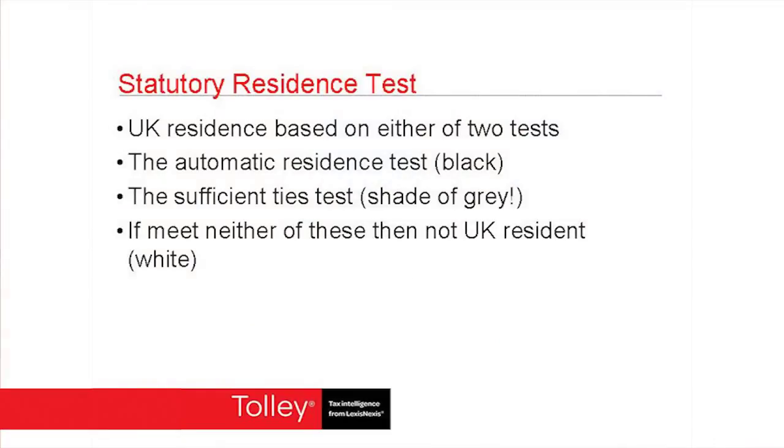what's known as sufficient ties to the UK, and that's really dependent on your shade of grey, and dare I say on camera, there are more than 50 shades of grey in this area. What the rules essentially do is that if you're in the black zone you are definitely resident, if you're in the white zone you are definitely not resident in the UK, but if your affairs fall somewhere in the middle, then you have to look at the sufficient ties test to see whether that takes you into the black, whether you are resident, or whether you are not resident in the white area.